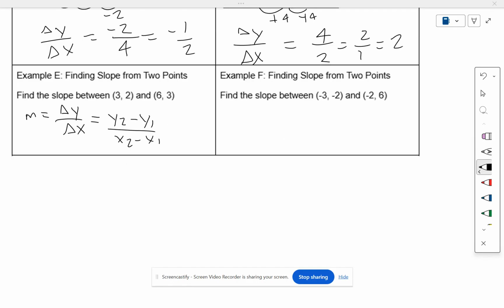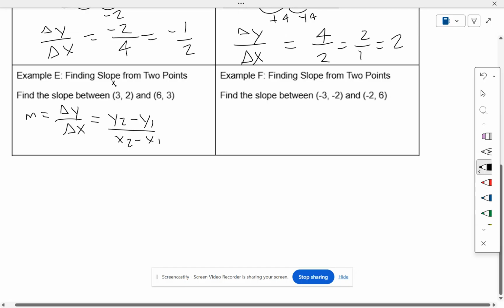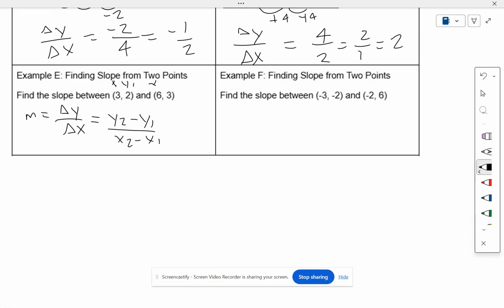When you're trying to find the slope between 2 points, the first thing you need to do is label which point is x1 and y1 and which one is x2 and y2. Now, it doesn't matter which one, you just can't mix and match. So for this case, I'm going to call this x1 and this y1, this x2, and this is y2. You could switch those around. Again, you just can't intermix the two.